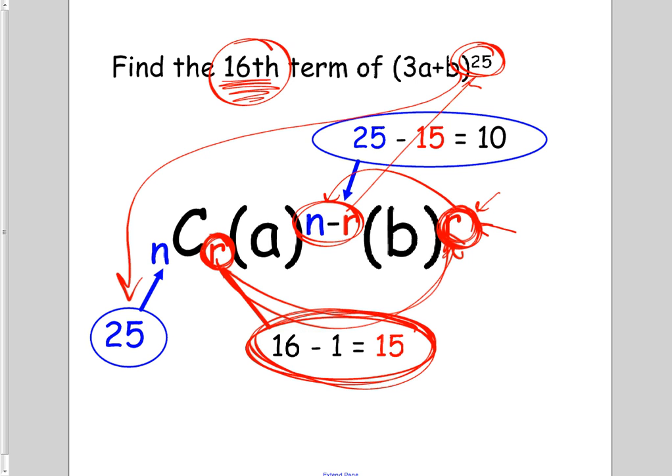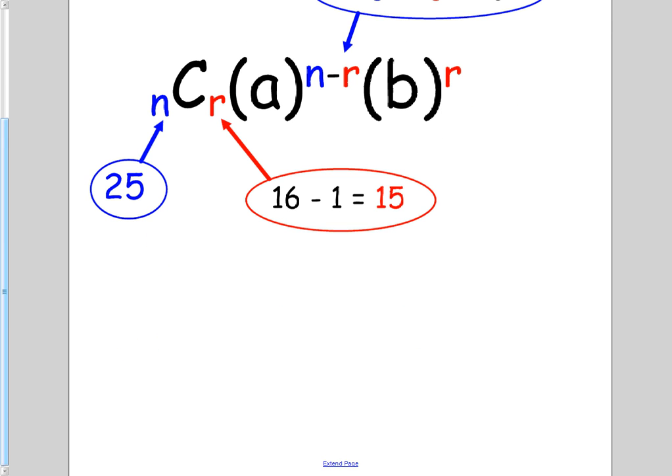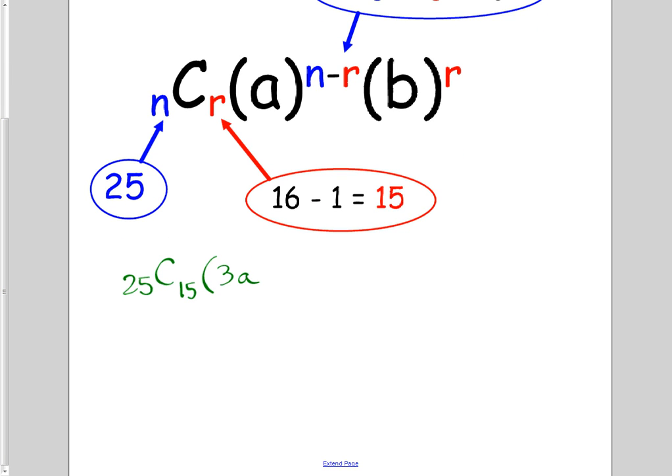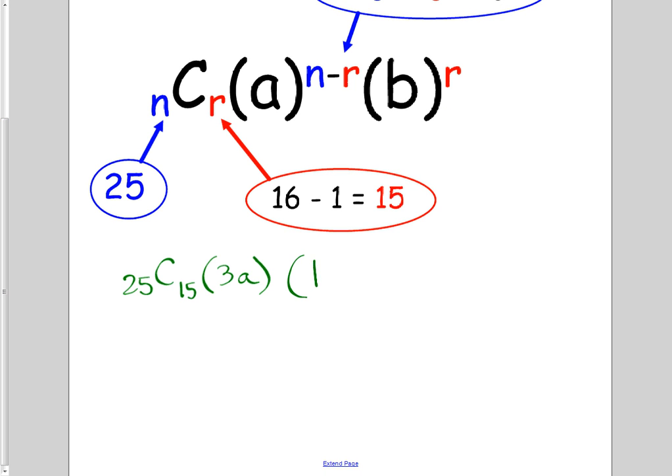I'm going to get all this off here because I'm drawing all over this place. But if you pause this and take a picture, this piece right here will guide you through any problem where you need to find any term of the expansion. So if I plugged all these pieces in, what I would put in my calculator is 25C15. My a value in this case is actually 3a, so I'd have 3a in this spot, and the b value is just b.